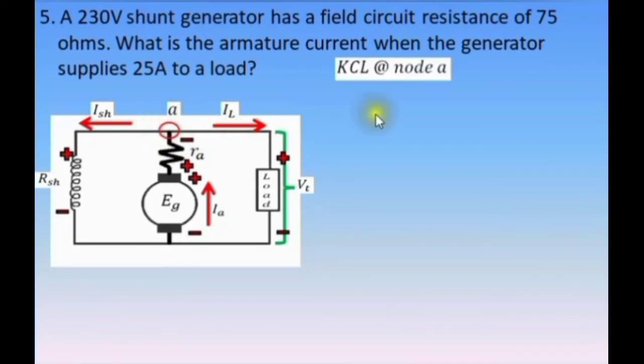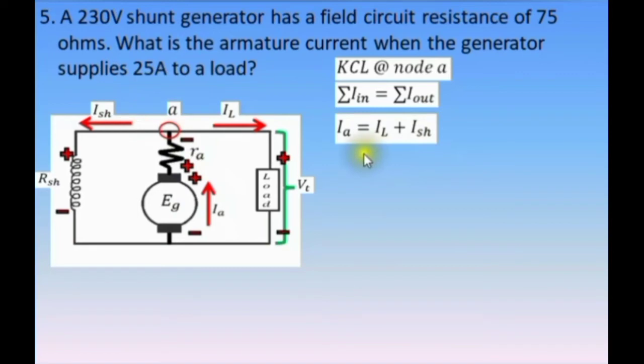Anyway, Kirchhoff's current law at node A: summation of current in equals summation of current out. Armature current is entering this node, and the load current and shunt field current are exiting this node. Therefore, we have IA equals IL plus ISH. IL is already given, that is 25 amperes.